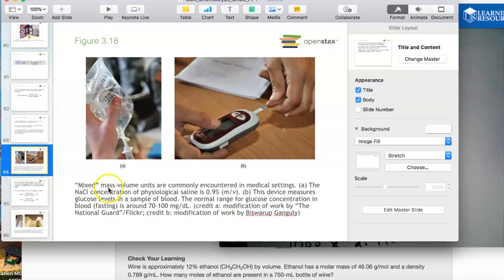We have mixed mass volume units commonly encountered in medical settings. Sodium chloride concentration of physiological saline is 0.9% mass to volume. Here we see a glucose meter. So this device for part B measures glucose levels in a sample of blood. The normal range for glucose concentration in blood is around 70 to 100 milligrams per deciliter. Okay, so you can see the units there. It's mass per volume.